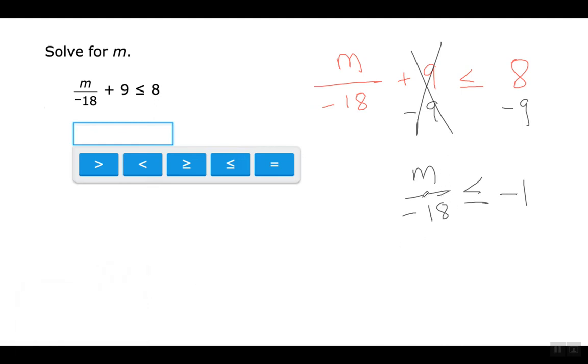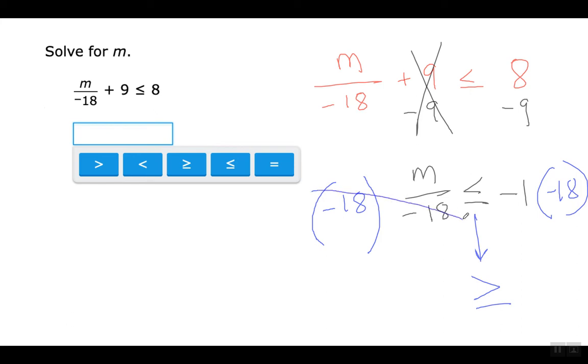Since I want to get rid of that -18, and the -18 is dividing, it says m divided by -18, I got to do the opposite of dividing by -18, which would be multiplying both sides by -18. Since I'm multiplying both sides by a negative number, the sign has to flip. I got to flip the sign. Right here, -18 divided by -18 is +1. They cancel out. So I'm left with m greater than or equal to. A negative times a negative equals a positive, and 1 times 18 is 18. And there's my answer.